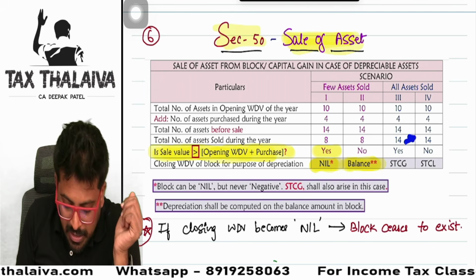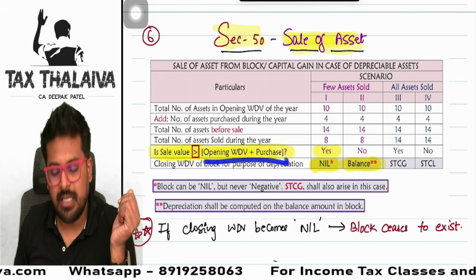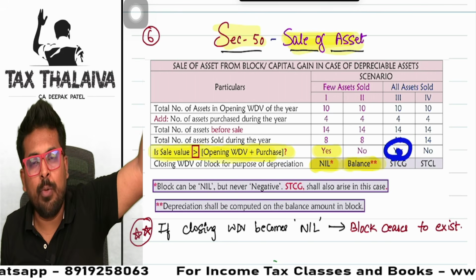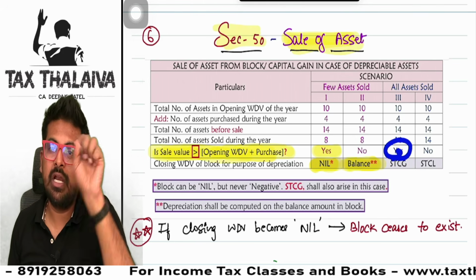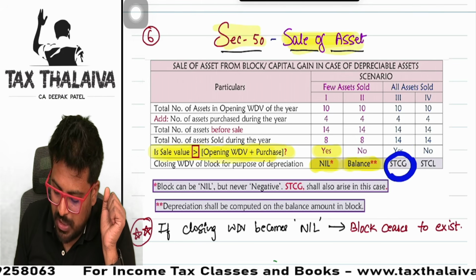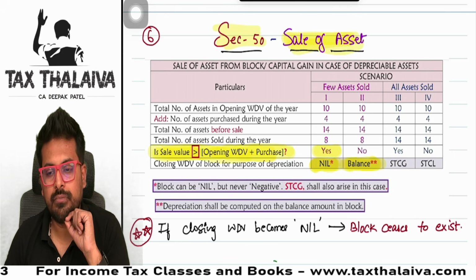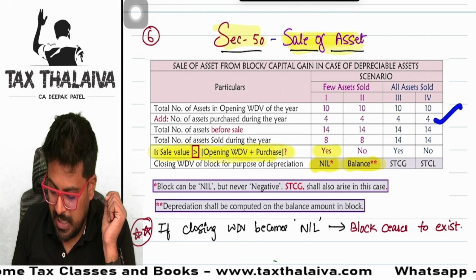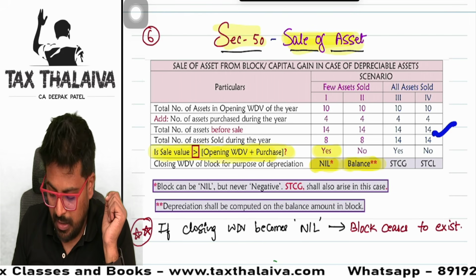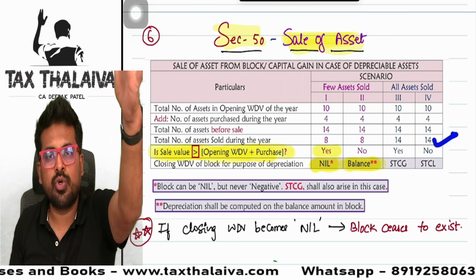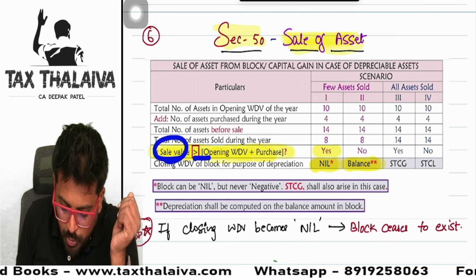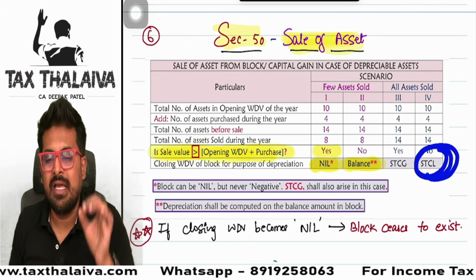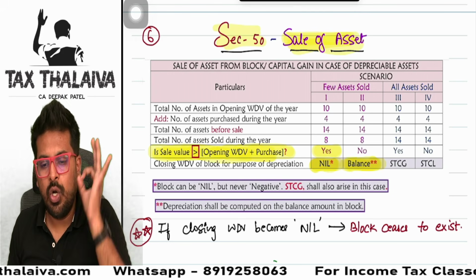10 assets opening were there, 4 you purchased, total 14 assets are there, out of which all 14 you sold. And is the sale value more than opening WDV plus purchases? Yes. So you sold for a value more than opening WDV plus purchases, then you will get a short-term capital gain. Last scenario, 10 opening assets, 4 assets you purchased, total 14 assets are there. Out of 14, all 14 you sold. But is the sale value more than opening WDV plus purchases? No, means you sold it for a loss, and that's why short-term capital loss will come.